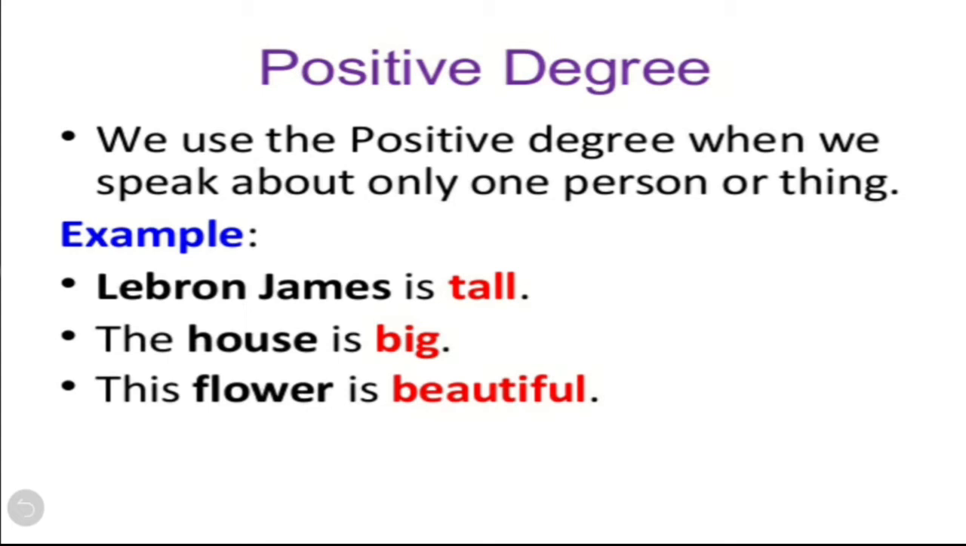Let's look at an example. LeBron James is tall. The house is big. This flower is beautiful. So here in these sentences, we are talking about just one person like LeBron James, one thing, the house, one flower. So when we speak about one person or thing, it is denoted as positive degree.